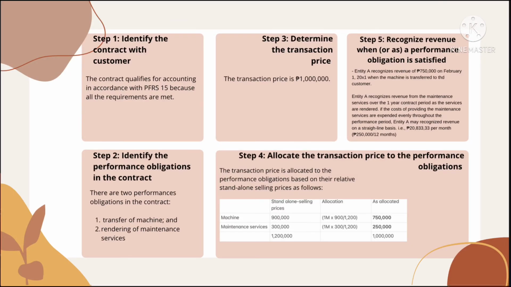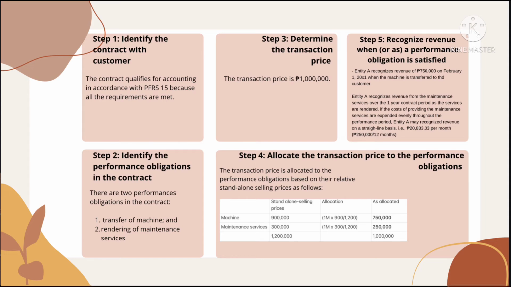In step 1, identify the contract with the customer. The contract qualifies for accounting in accordance with PFRS 15 because all the requirements are met. In step 2, identify the performance obligations in the contract. There are 2 performance obligations in the contract. First is to transfer the machine, and second, rendering of maintenance services. Each of these is a distinct good or service. In step 3, determine the transaction price. The transaction price is 1 million. In step 4, allocate the transaction price to the performance obligations. The transaction price is allocated based on their relative standalone selling prices.